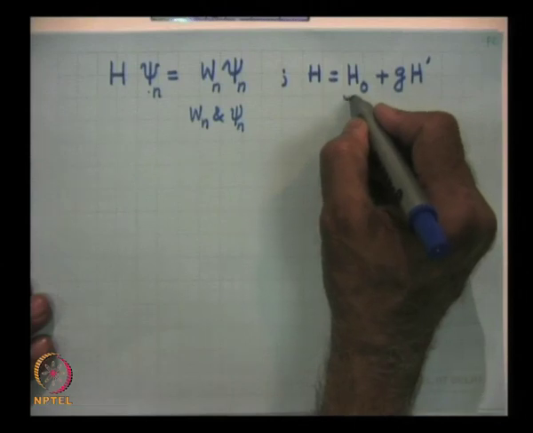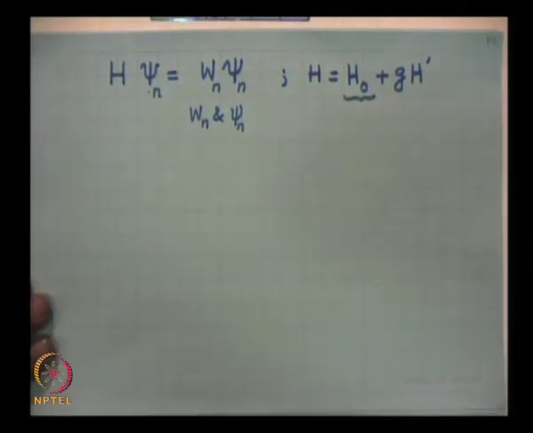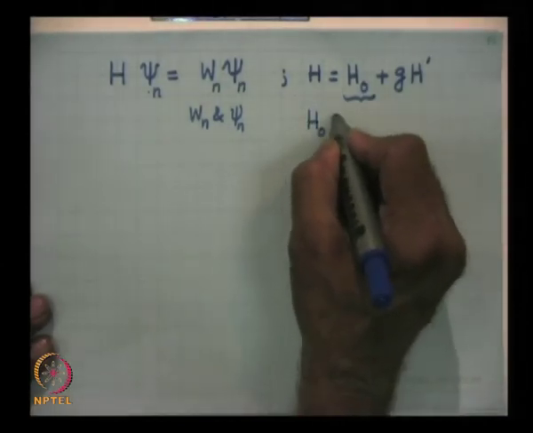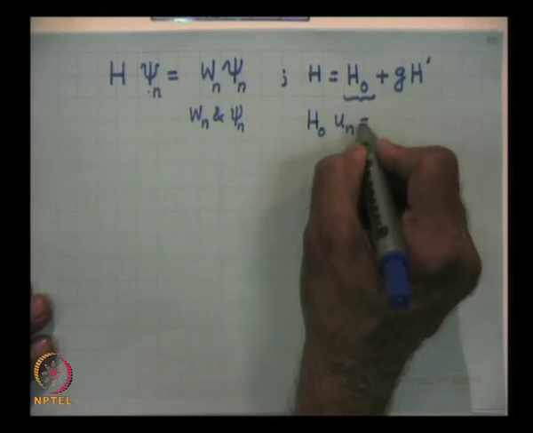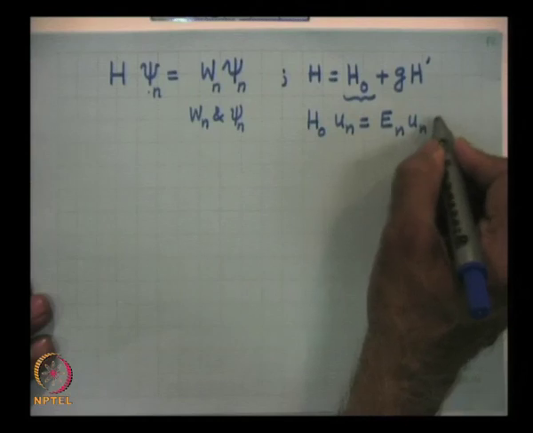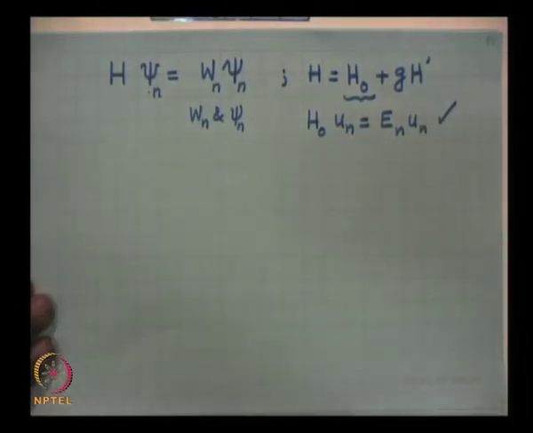However, we know the eigenvalues and eigenfunctions of the operator H naught. So, the solutions of this are known. H naught u n is equal to E n u n. This we know. Therefore, let me state the problem clearly.